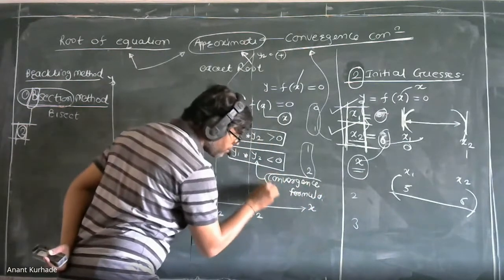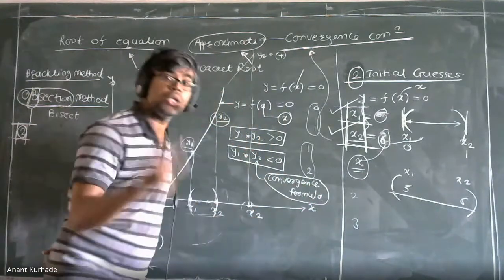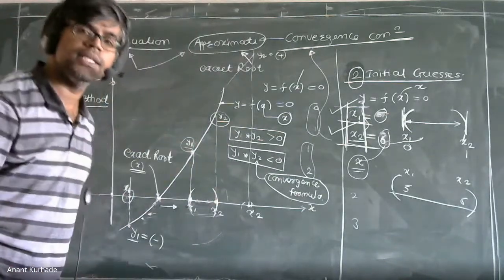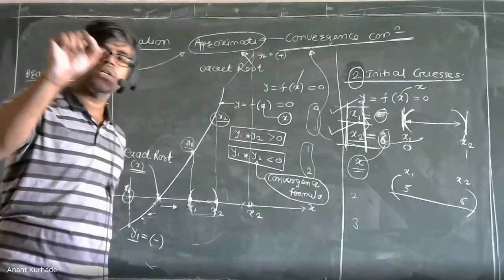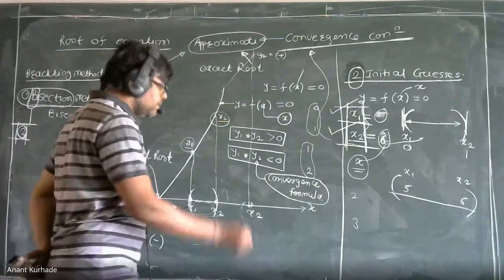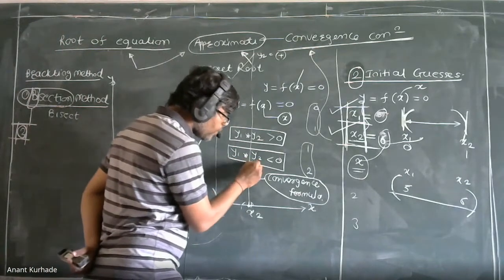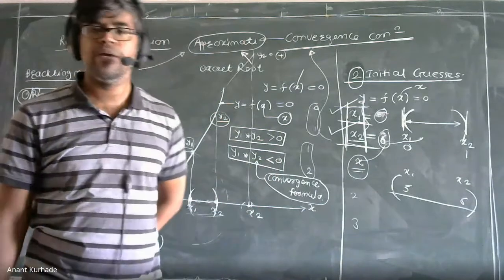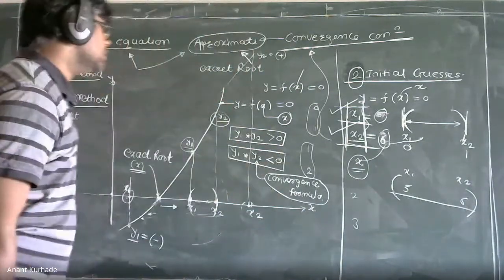Okay. So for these two methods, the first one is the bisection method, the second one is the regula falsi method. What is the convergence condition? The product of y1 and y2 should be less than 0. Remember, write this down.